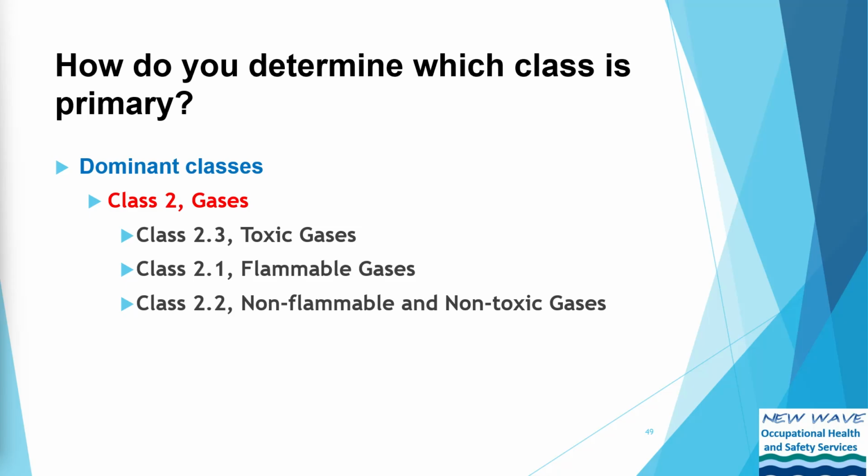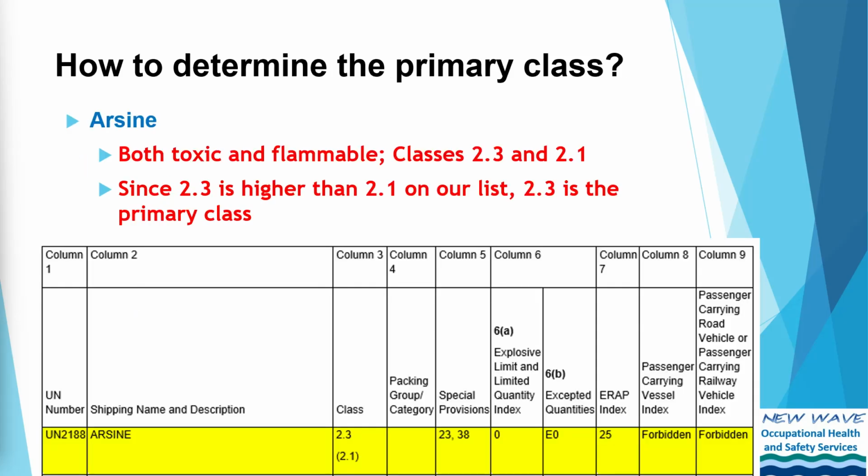Basically, there are two separate ways. For gases in class 2, there is a set priority shown on the slide. Class 2.3 toxic is the most dangerous, followed by 2.1 flammable gas, and lastly 2.2 non-flammable and non-toxic gases. For example, take arsine, a gas formed by mixing arsenic with acid. It is both toxic and flammable, classes 2.3 and 2.1. Since 2.3 is higher than 2.1 on our list, 2.3 is the primary class.